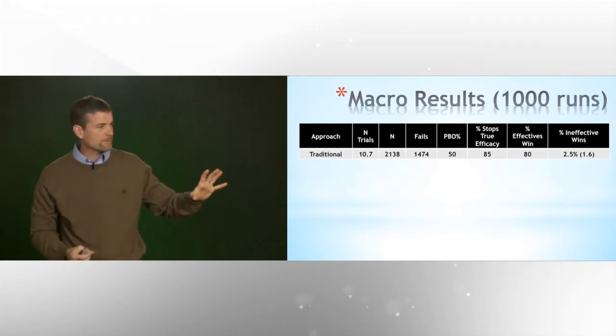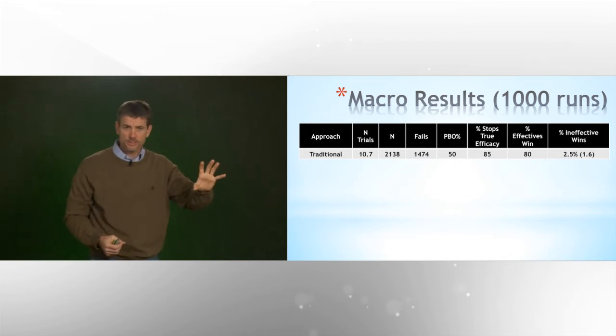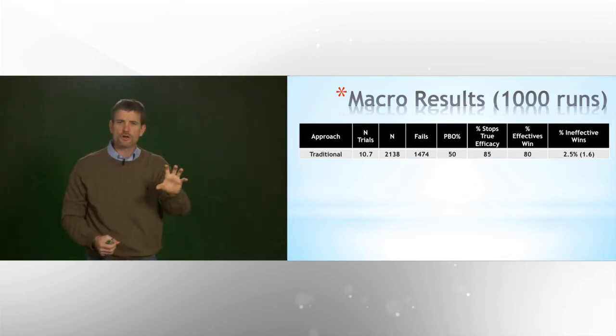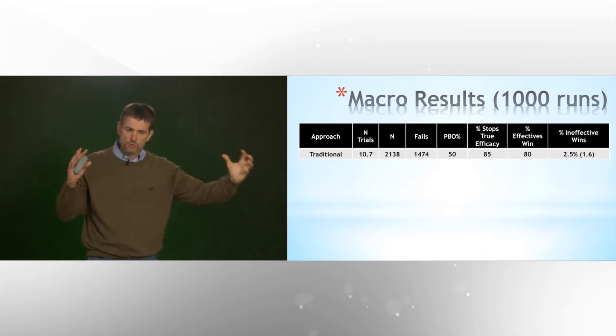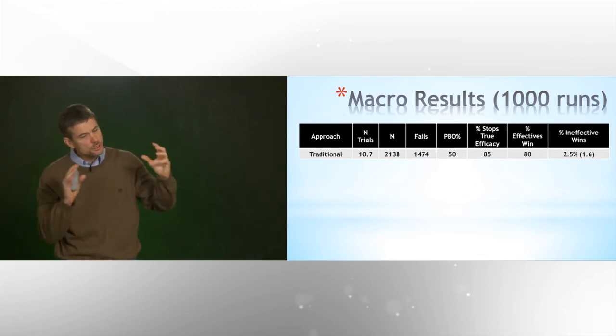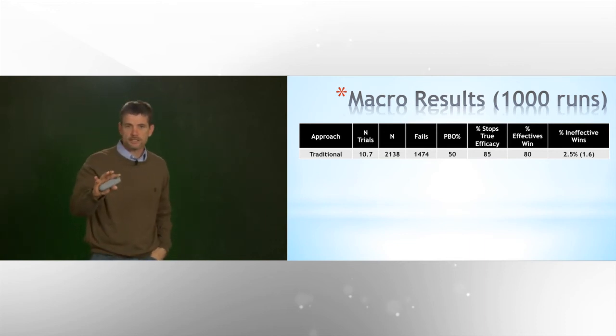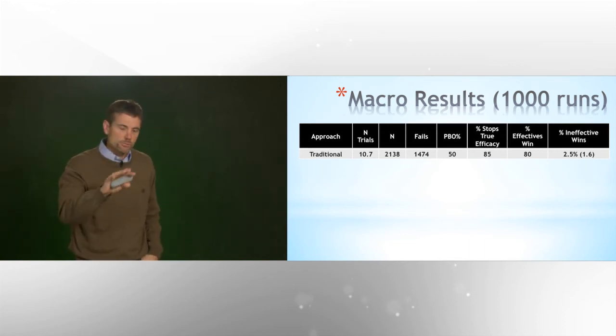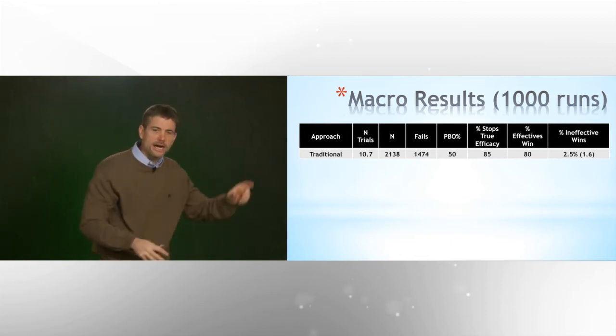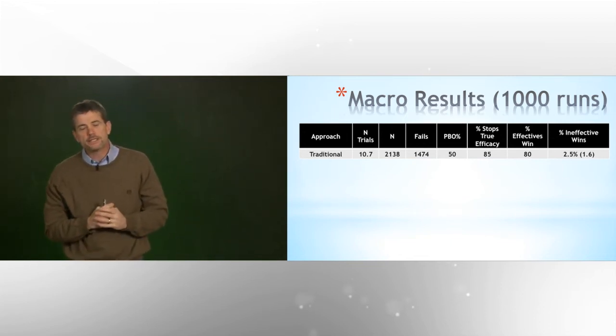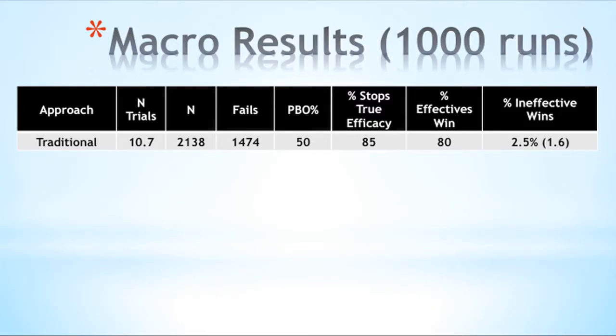So here's what happens with that universe of therapies in this sequence of trials in 1,000 runs of these processes. Each process has a number of trials, so we're simulating processes now. The average number of trials before we say, aha, we've got an effective therapy is 10.7. We use on average 2,138 patients before we determine an effective, statistically significant therapy.